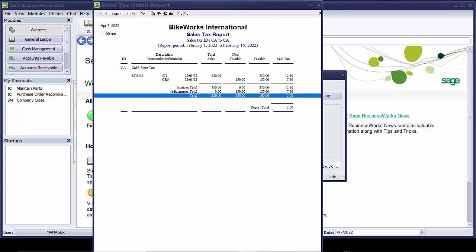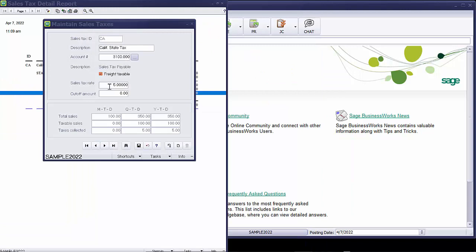I want to stress the importance of reviewing that tax reporting screen when posting debit and credit memos, especially your credit memos. Remember, based on the amount of sales tax that you enter, Sage BusinessWorks is going to calculate the taxable and non-taxable amounts. Sage BusinessWorks uses the sales tax rate that you have defined in maintained sales taxes to calculate the amount of non-taxable and taxable that should be adjusted on your sales tax reporting.